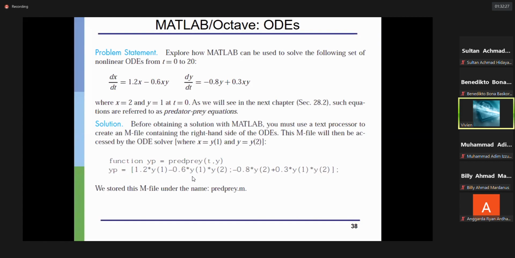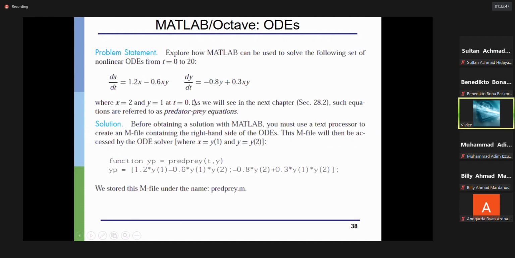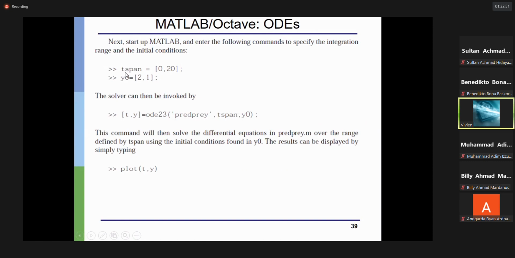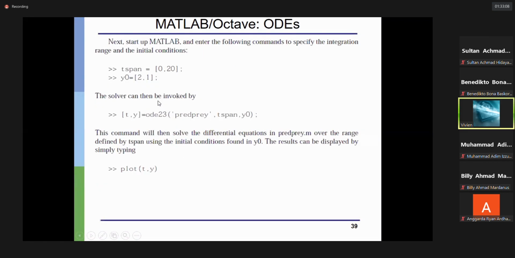Now, how to solve that in MATLAB? We have a built-in function called ODE23, which is a second order Runge-Kutta. When we want to plot the graph, we should define the t value, the abscissa, as a span from 0 up to 20. And this will be the initial condition: y0, where the initial condition for y1, which is x, is 2, and the initial condition for y2, which is y, is 1.